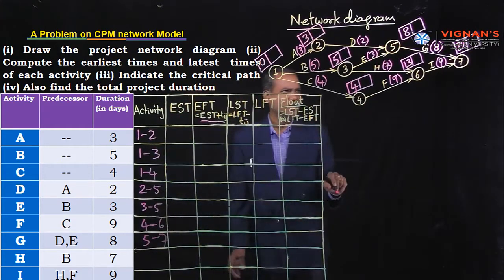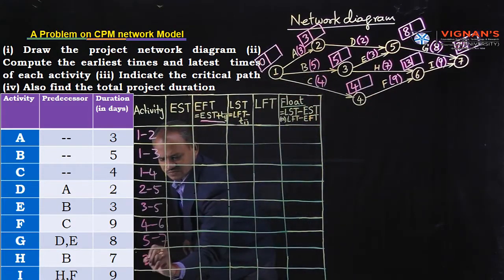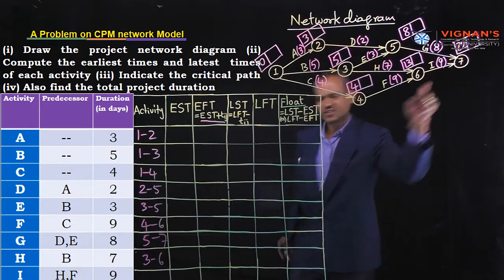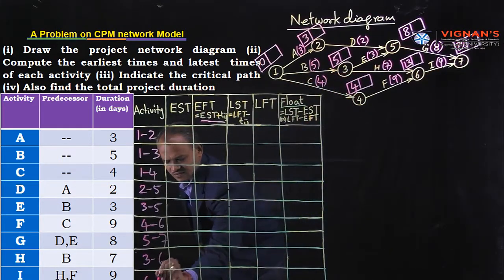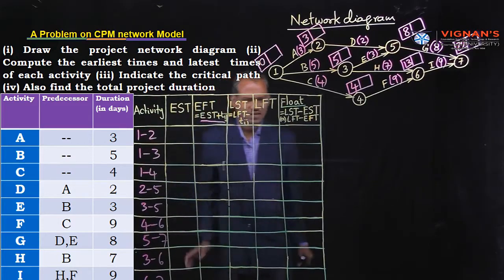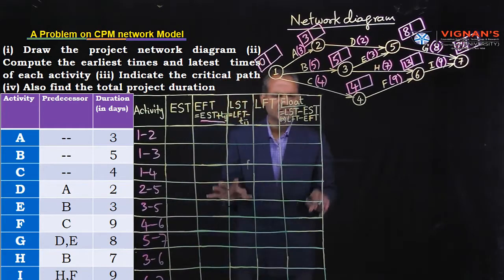G is over. Next, H. H means 3, 6. And last one, I. I means 6, 7. Okay. We have completed this activity column. Next, EST. Very easy, EST.